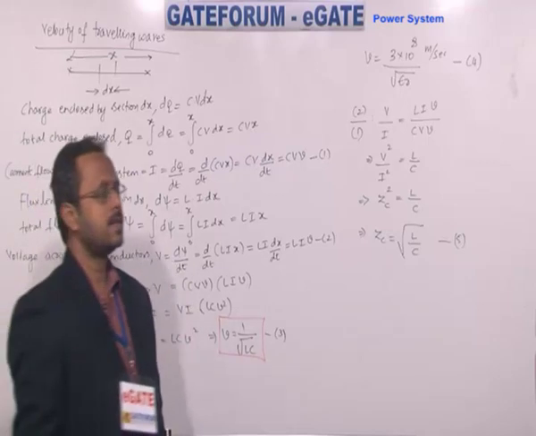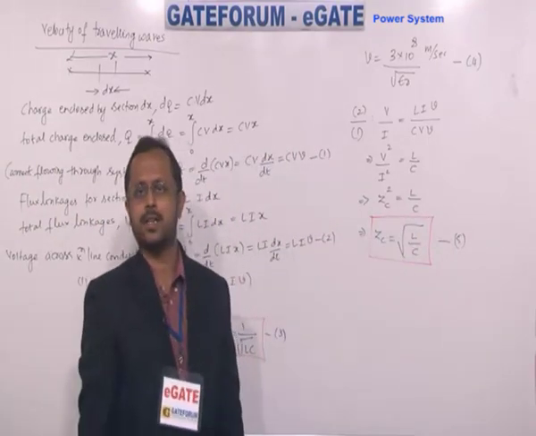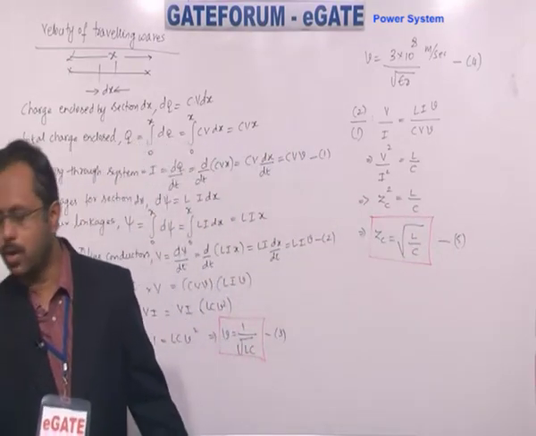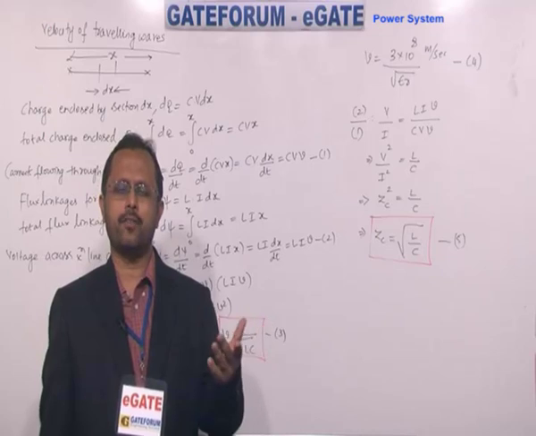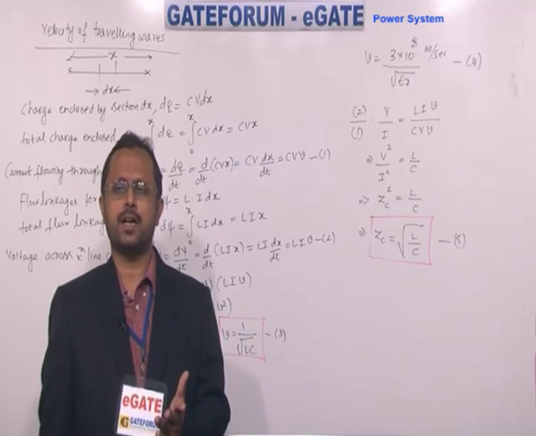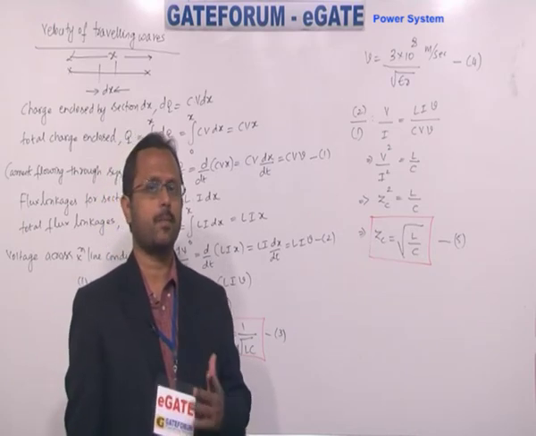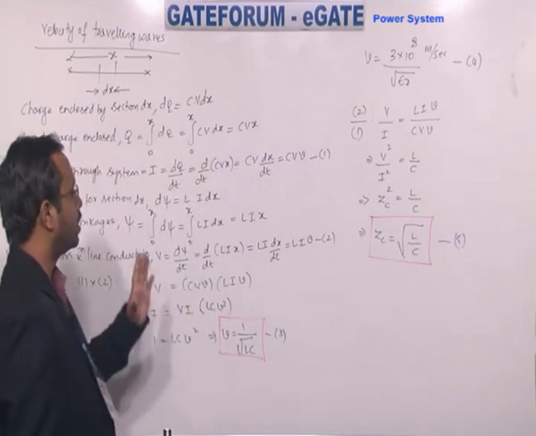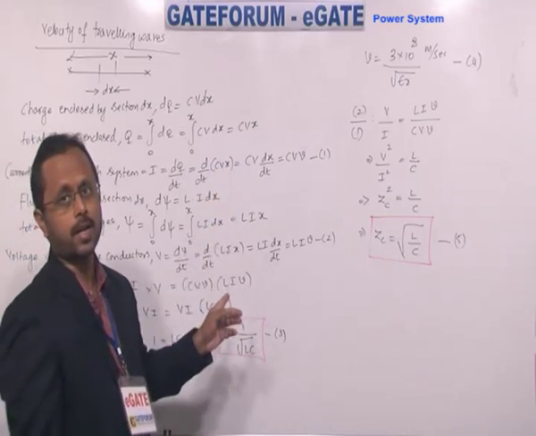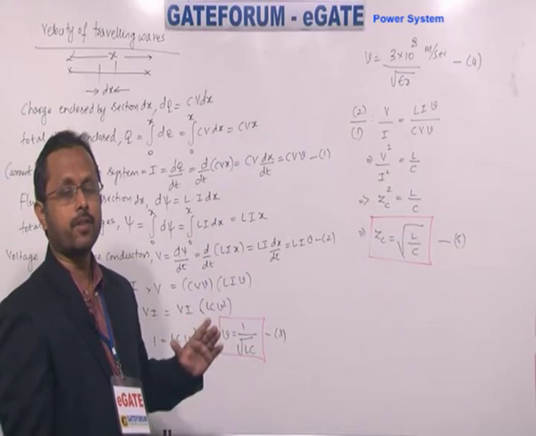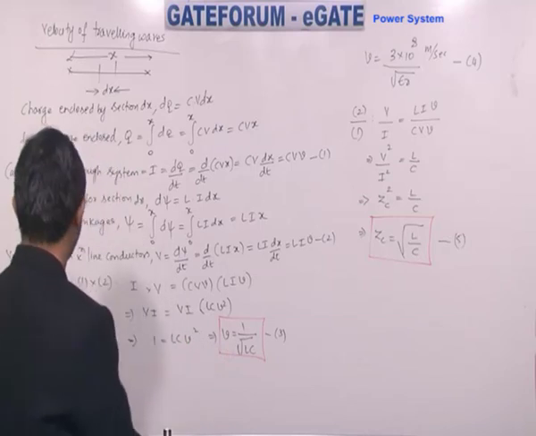So not only Zs, Zc is also under root L by C. In any calculation, as Zs values are never known, you substitute Zc values instead of Zs. So this is how you check and find the velocity of travelling waves. The equations 3, 4 are important, the different formats of representing the velocity of travelling waves.